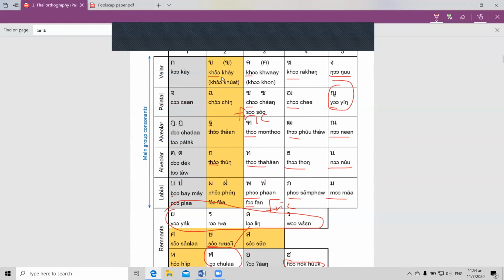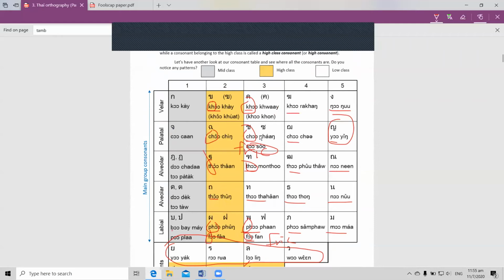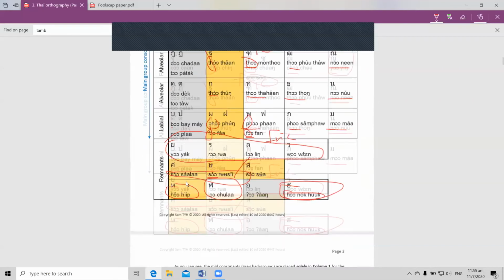See, we have a k sound here, and we also have a k sound here. We have a ch sound here and a ch sound here. We have a t sound here and a t sound here. We have a p sound, and a p sound. We have an f sound here, and an f sound here. And so on for the remaining pairs. All right. The default tone, by the way, is the mid-tone or common tone, same as the mid-class consonants.